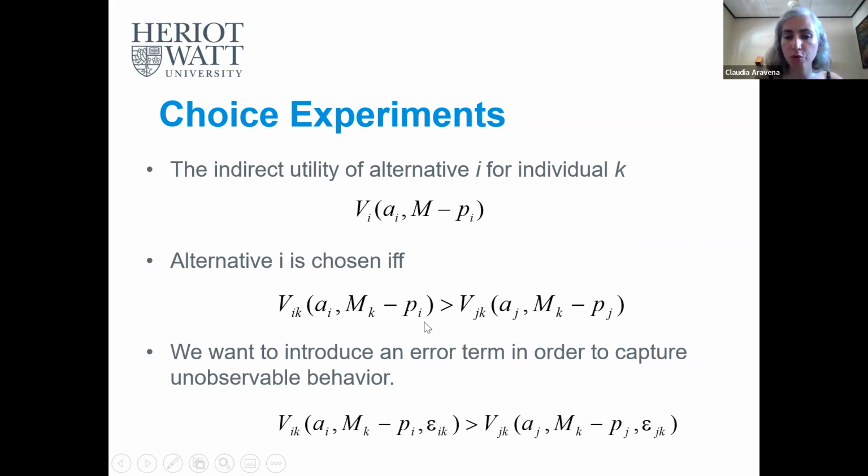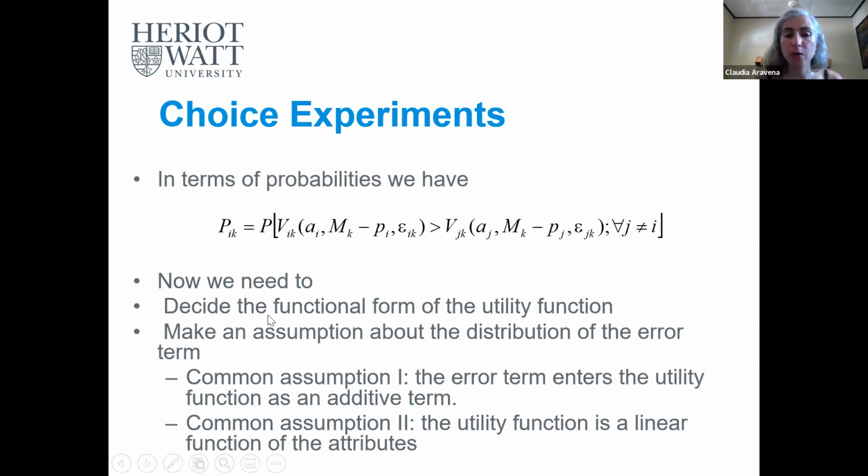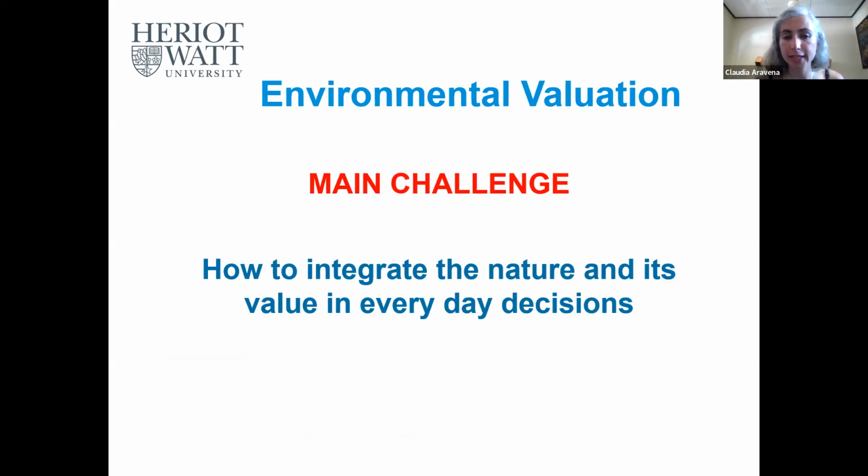You see, in both you have the price, okay? And that is the way you model it, and that is the difference with the contingent valuation one. So you calculate the probability that your utility in option I is larger than your utility in option J. And you can have different assumptions there.